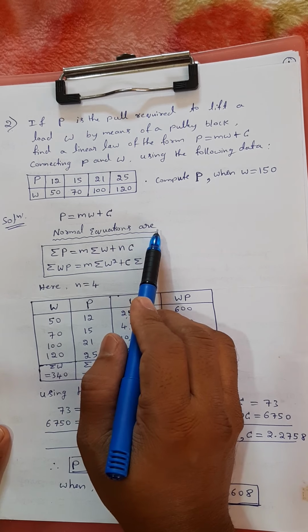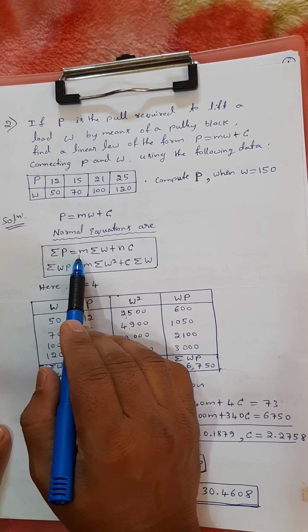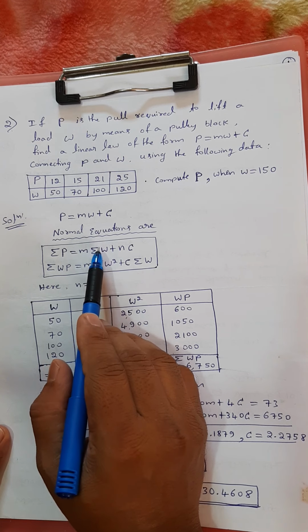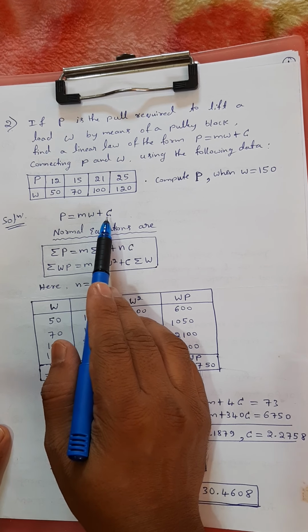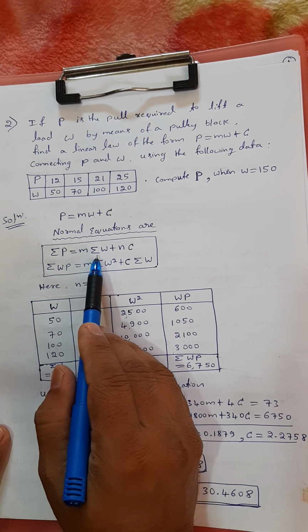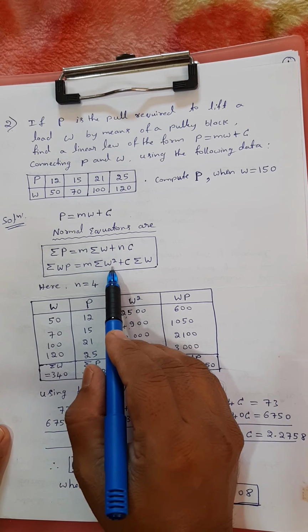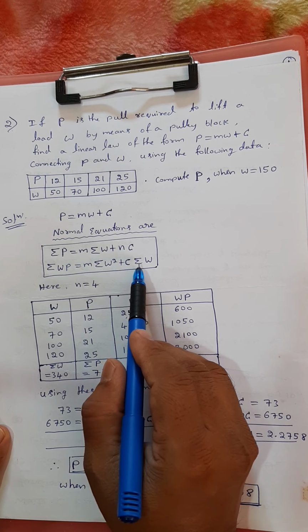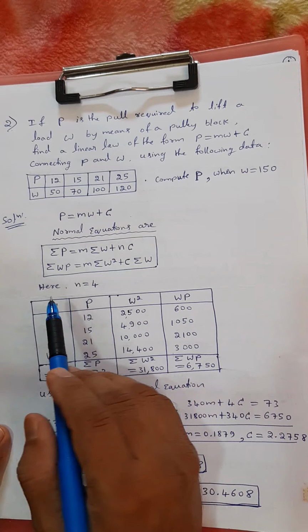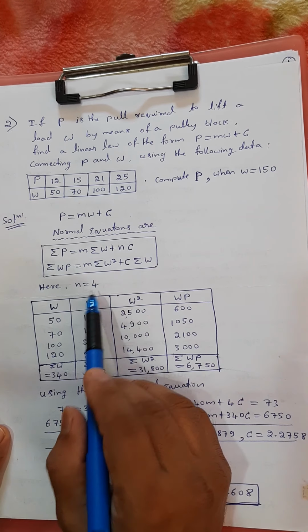Normal equations: apply summation for this. Summation P equals m into summation W plus, since C is constant, you have to multiply by n. Again multiply this equation by W: summation W into P equals m into summation W square plus C into summation W. Here n equals 4, the number of P and W values.